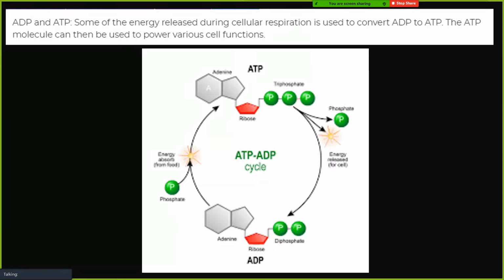So the opposite of photosynthesis, right? And again, ATP and ADP. So in the end, we want to produce ATP. All right, so this is just a review from last time. ADP is usually floating around in the cell, and then you add a phosphate group, and it turns into ATP, and that's what we want.